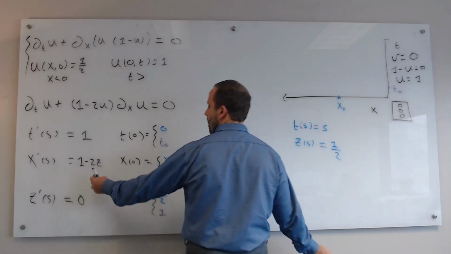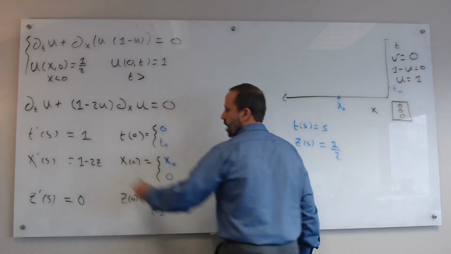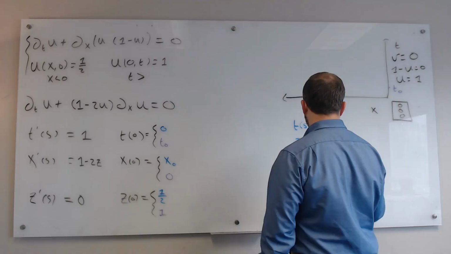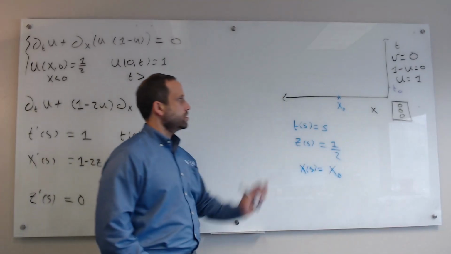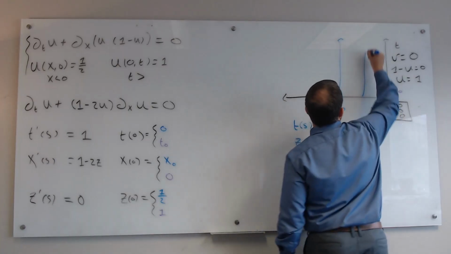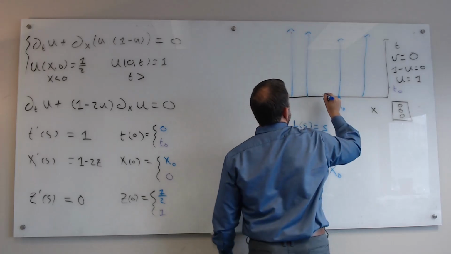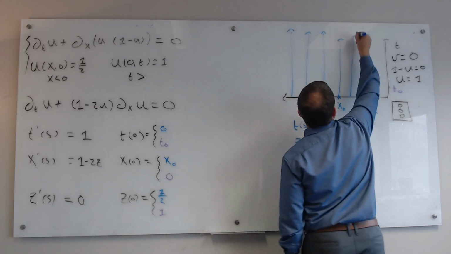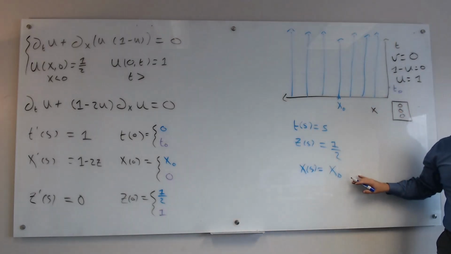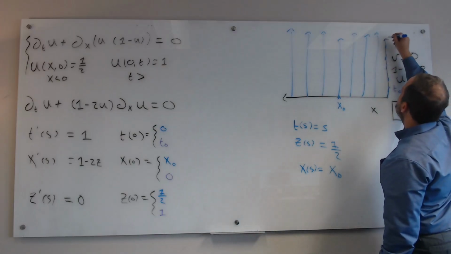Look at what's going to happen with x. If z is equal to 1/2, x prime is equal to 1 minus 2 times 1/2, so x prime is equal to 0. So x of s is just going to be equal to x naught. So they're just going to be these vertical half lines. And again, this is technically only valid for x naught strictly less than 0, but I'm going to draw the boundary characteristic as a dashed line.